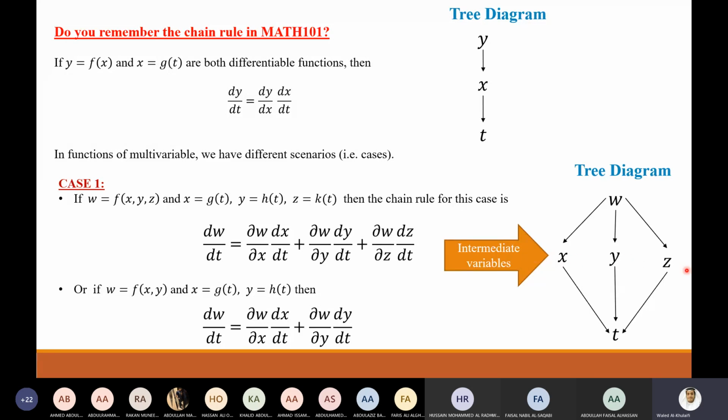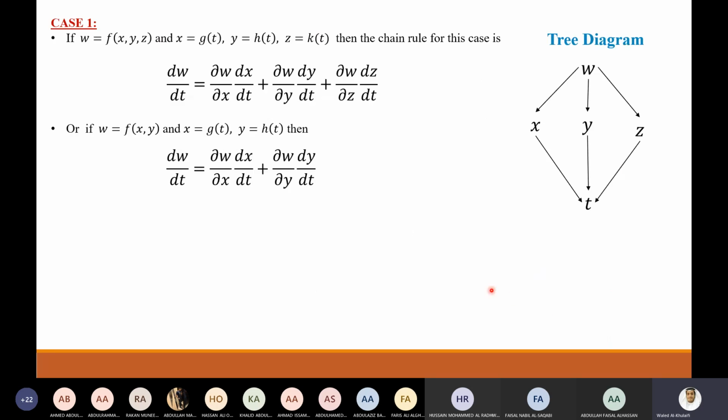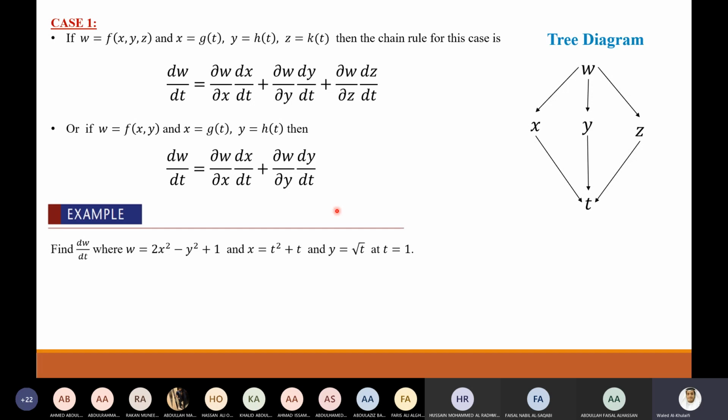If you have 100 variables in the middle, then you have to say plus, plus, plus, and so on, following the same way. So this is the case where the input, the last variable, we end with only one variable here. Just the same thing. I want to keep it in front of you, and let's solve this example.